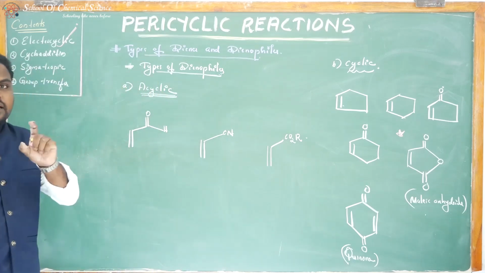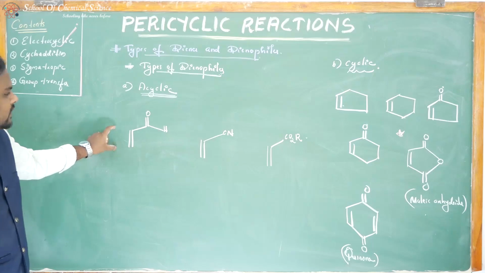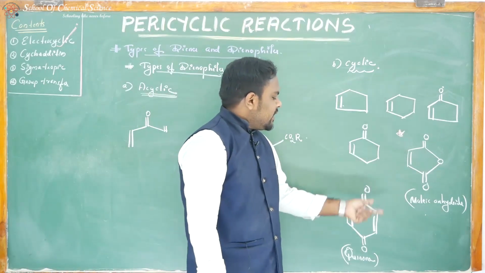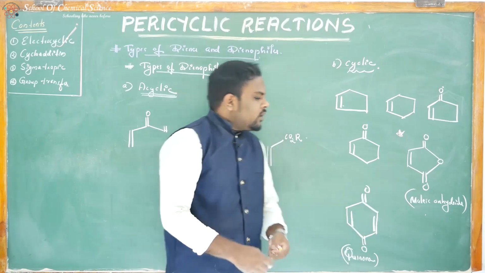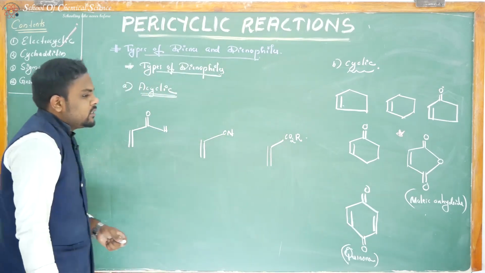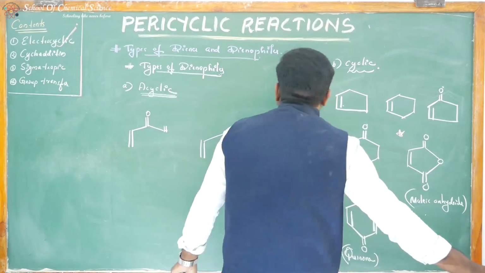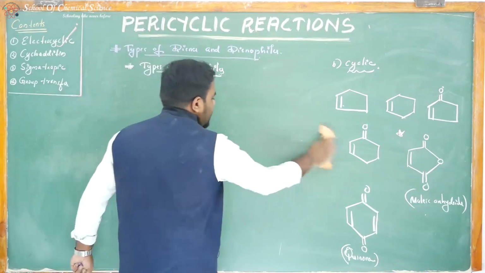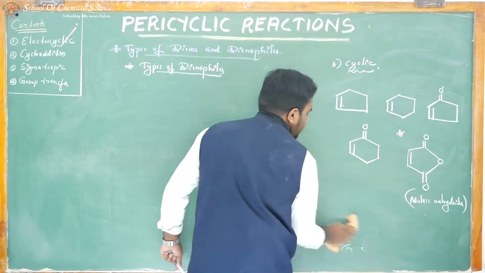Quinone is also an example of a cyclic dienophile. A dienophile containing a single pi bond: acyclic ones like cyanide and ester, then cyclic ones. Here maleic anhydride and quinone are very, very important. Then some special dienophiles.